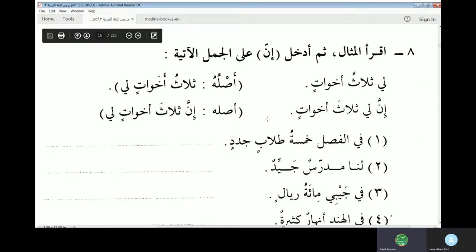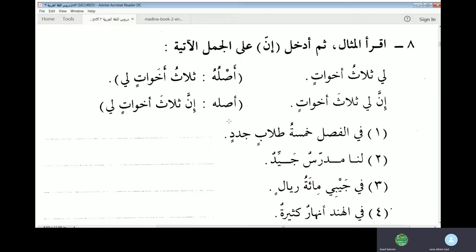Next. Khamsatu tullabin judud. In the class, there are five new students. Inna fil fasli khamsata tullabin jududan. Khamsata becomes mansub. So the effect of inna is on khamsa, ismu inna. Indeed, in the class, there are five new students.